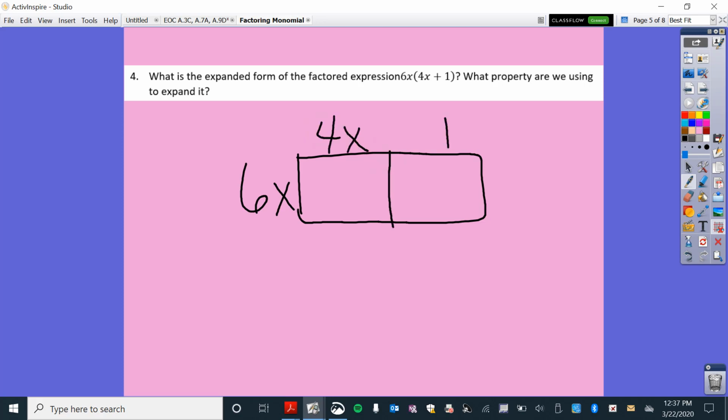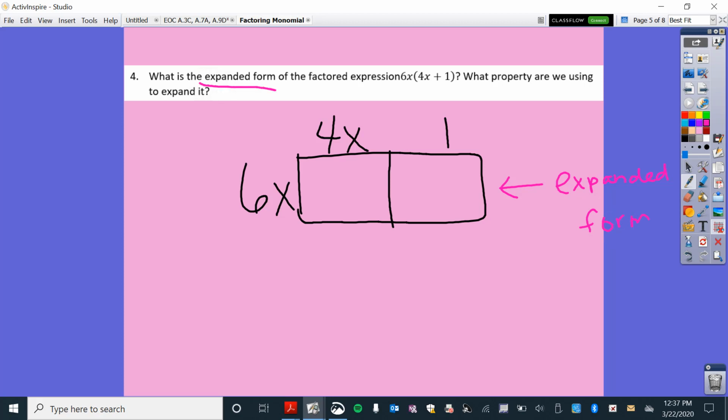Okay, remember that the expanded form is always what goes inside. So the expanded form is what's going on the inside. So that's why we know that if we're looking for the expanded form, we're looking for the inside.